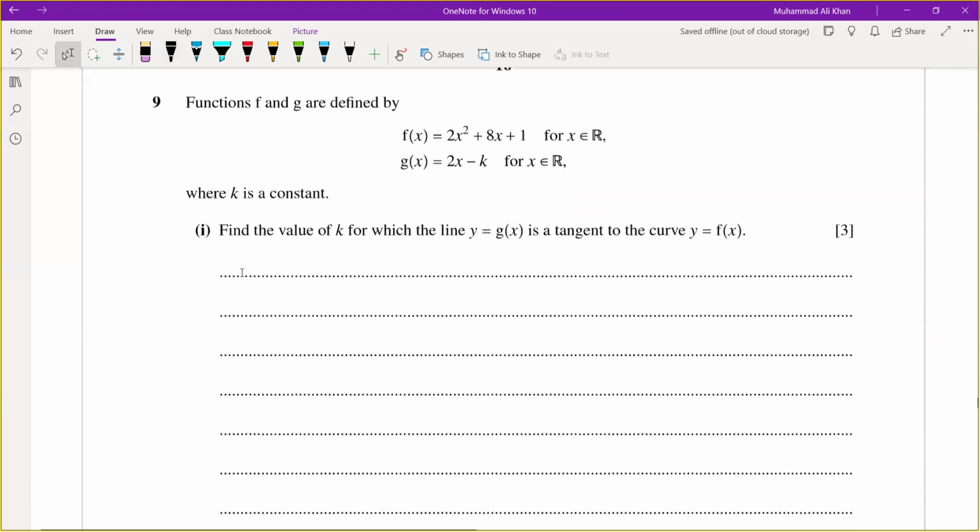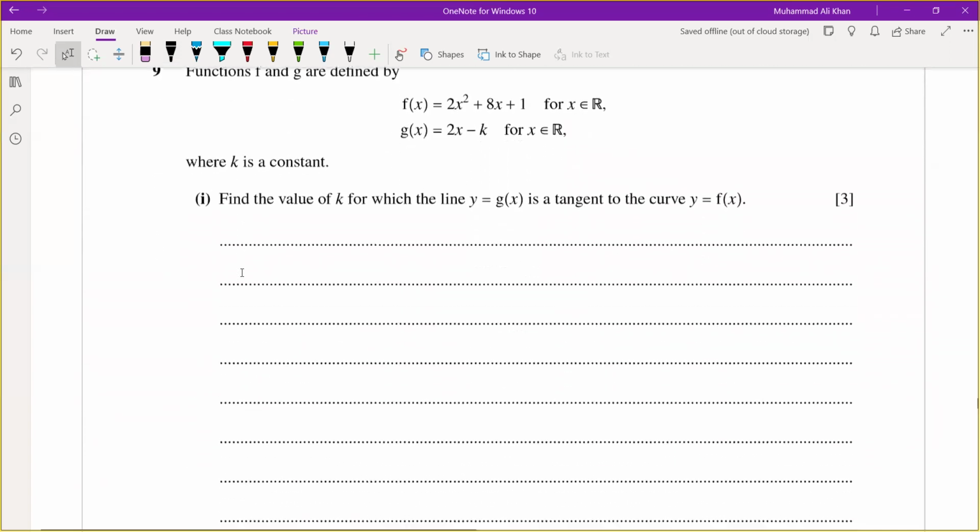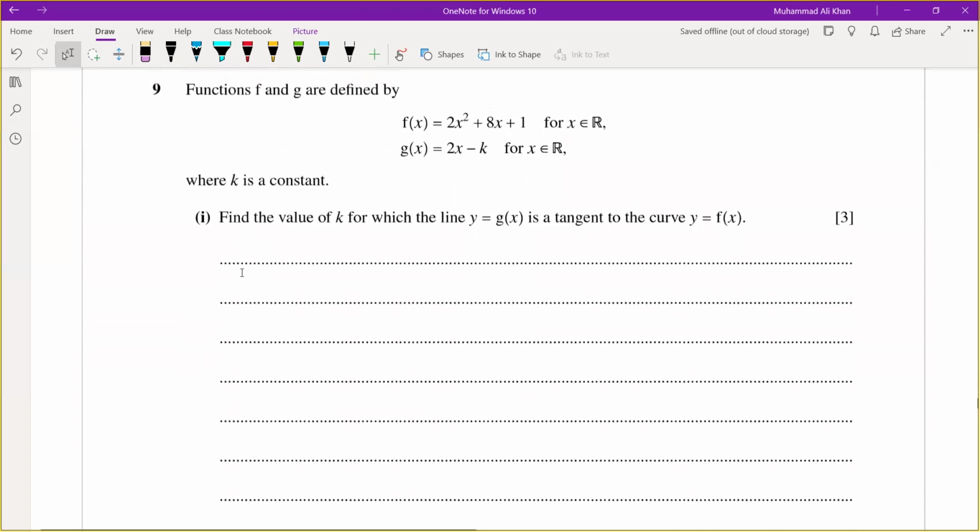The next one is question number 9. A function f and g are defined by, find the value of k for which the line y equals to gx is tangent to the curve. अगर ये tangent to the curve वाला सीन आ जाता है तो इसके ऊपर हमारे ध्यान में आना चाहिए discriminant equal to 0 apply होगा.